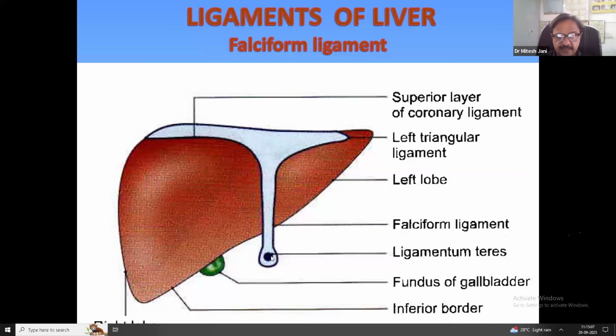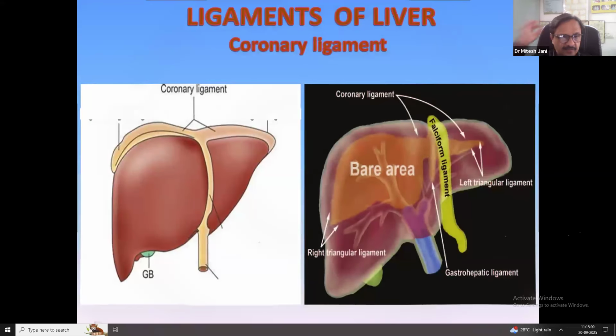This is the ligamentum teres. The second is the coronary ligament, which also has two layers, the superior layer and the inferior layer. Together they form the right triangular ligament on the right side and the left triangular ligament on the left side. The large area between the superior and inferior coronary ligament is called the bare area, which means a non-peritoneal area, and it is bounded by the right triangular ligament and the left triangular ligament.